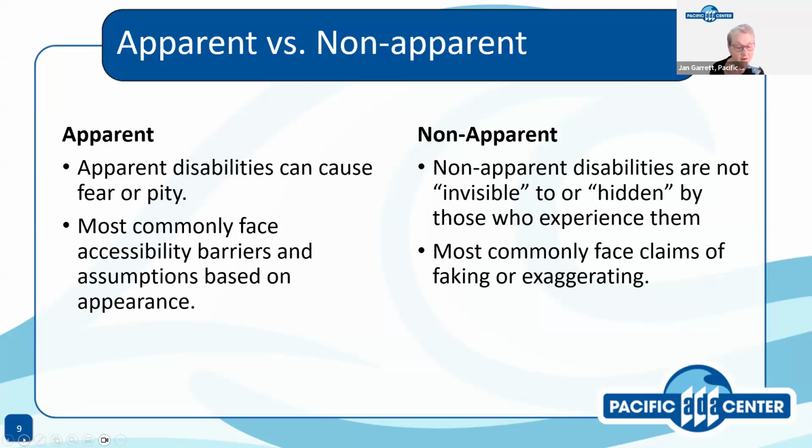So apparent disabilities can cause fear or pity among the general public. And we most commonly face barriers and accessibility barriers to buildings and programs. We also face a lot of assumptions based on our appearance of what we're able to do and not do. For non-apparent disabilities, those are not invisible or hidden by those who experience them. People are not intending to hide them. They just may not be apparent to everyone. And so people with non-apparent disabilities most commonly face claims of faking their disability or exaggerating their disability because other people cannot see it.